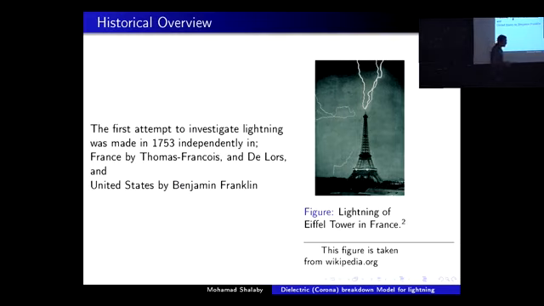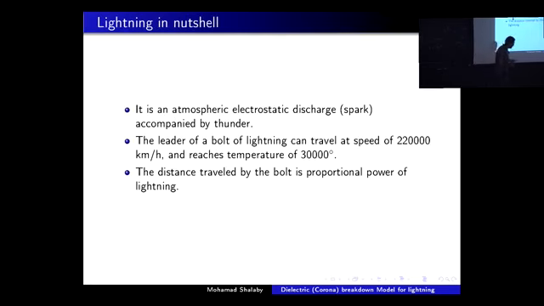So the first attempt to investigate lightning was in 1753, and it was investigated independently in France by Thomas Francois Dalibard, and in the United States by Benjamin Franklin. So what is lightning? Lightning, in our model, is an atmospheric breakdown, a dielectric atmospheric breakdown or electrostatic discharge.